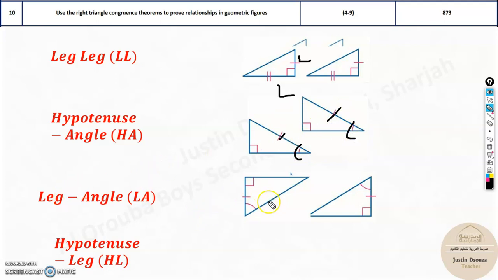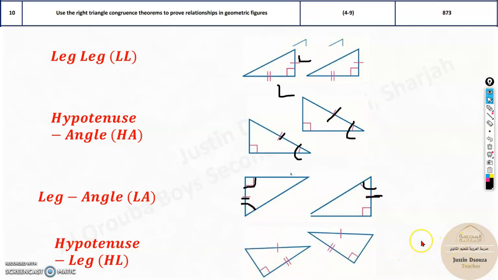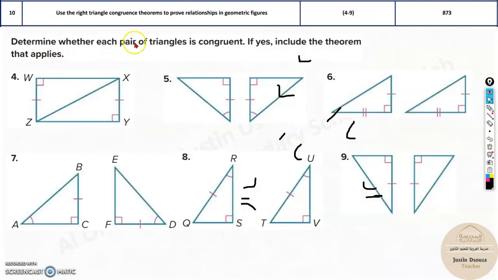Or if you have a leg and an angle, but this is important, this is the 90 degree, right? The leg and angle must be positioned like this, same way over here. Then we can say this is also congruent. And lastly, we have hypotenuse and a leg, that is the hypotenuse and any of the legs, that will be congruent as well. So these are the theorems which you must remember.